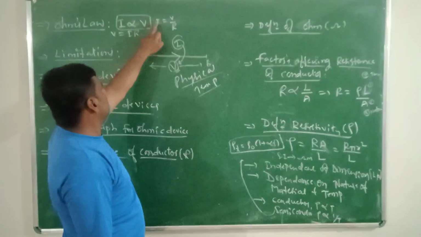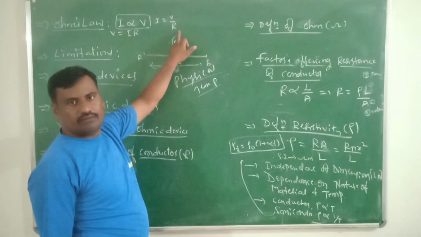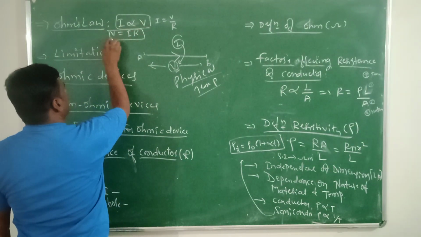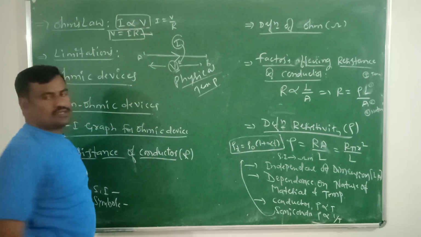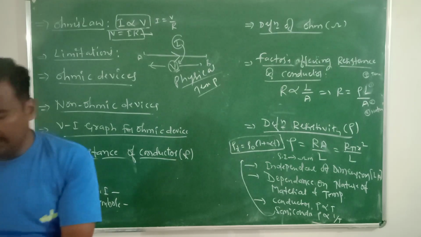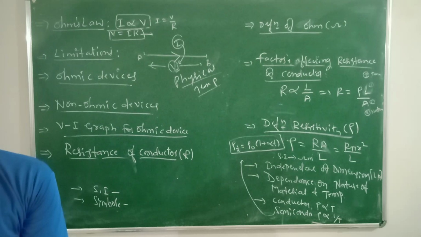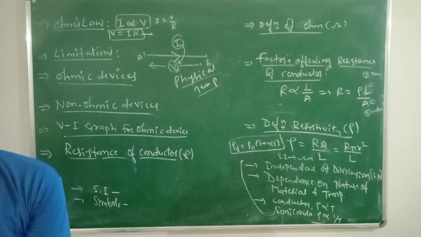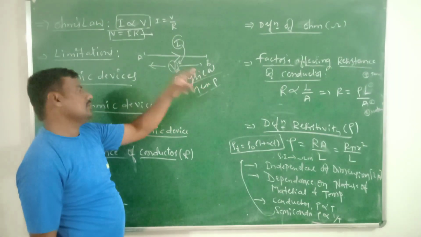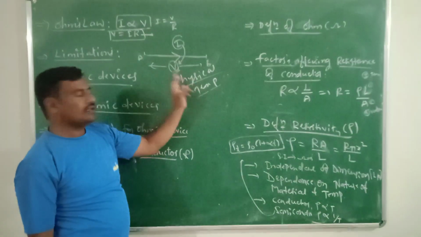Proportionality is there, and that proportionality constant will give 1 by R. I equal to V divided by R. Or we can write this formula as V equal to I R. This is Ohm's law: the current through a metallic conductor is directly proportional to the potential difference between its ends, provided temperature and some other physical conditions remain constant.